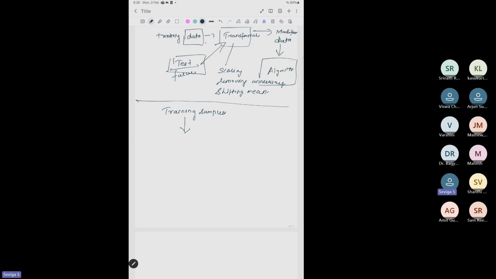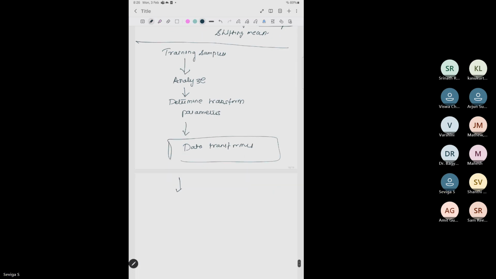So we will take the training data, and we will analyze the training data to decide what kind of parameters we need to change. Then we will determine the transform parameters. Then we'll give it to a data transformer. Then we will give it to the model and we will get our predictions. So this is for the training data.